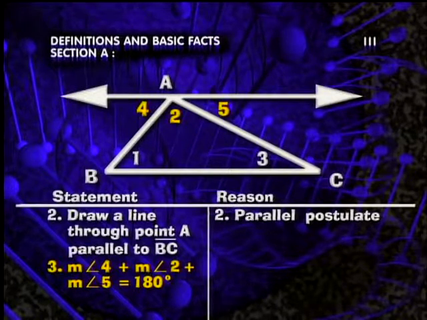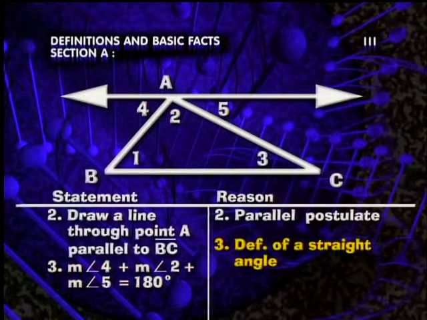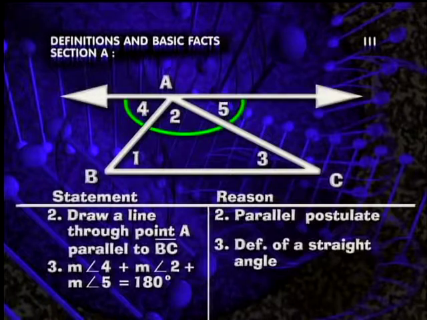Our next statement is the sum of the measures of angle 4, angle 2, and angle 5 equals 180. This is the definition of a straight angle. Don't be confused by the 3 angles here. In this diagram, we have 3 angles that make up the straight angle. Now let's go on to our next step.